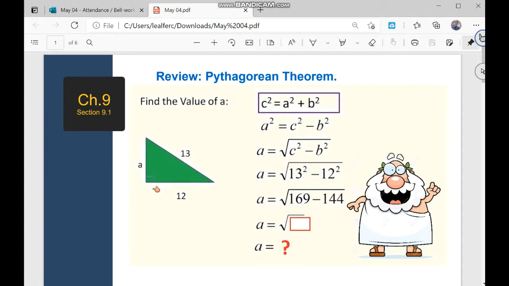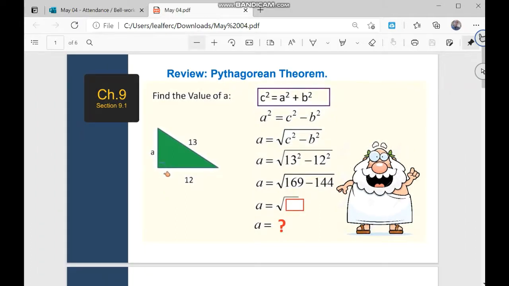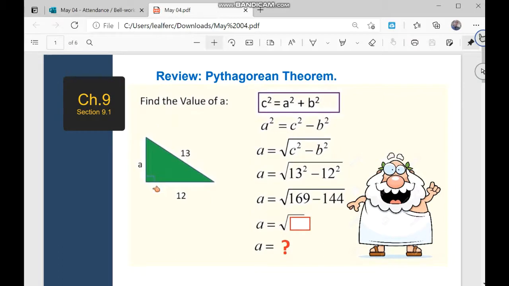Well, if we don't have any particular questions, let's move along. Let's go ahead and check this review from yesterday. We are reviewing the Pythagorean theorem. Remember, this is the Pythagorean theorem, and it is applied to right triangles. And this is a right triangle that we will use the Pythagorean theorem on to find some missing data.